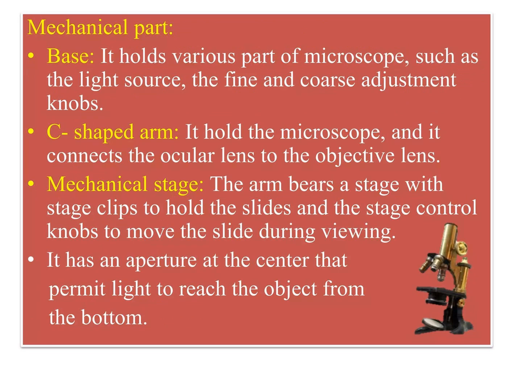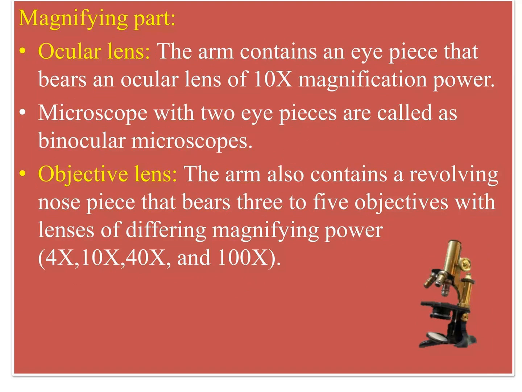Mechanical part. First one is the base. It holds various parts of the microscope such as the light source and the fine and coarse adjustment knobs. C-shaped arm. It holds the microscope and connects the ocular lens to the objective lens. Mechanical stage. The arm bears a stage with stage clips to hold the slides and a stage control knob to move the slides during viewing. It has an aperture at the center that permits the light to reach the object from the bottom.